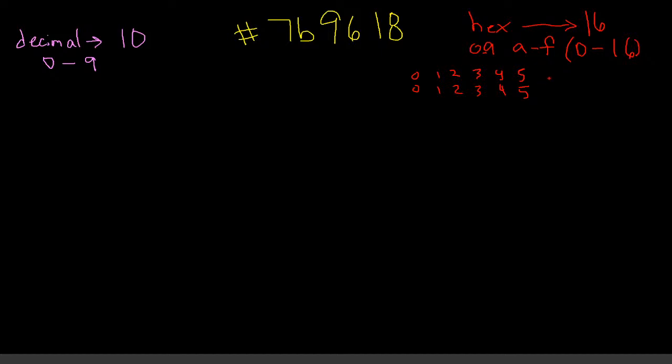But when we got to, say, A, that would be representative of 10, B would be 11, C 12, D 13, E 14, and F 15. Right? So if we take all of the characters between 0 and F, that's 16 characters. That's our base 16 versus our base 10 in decimal.